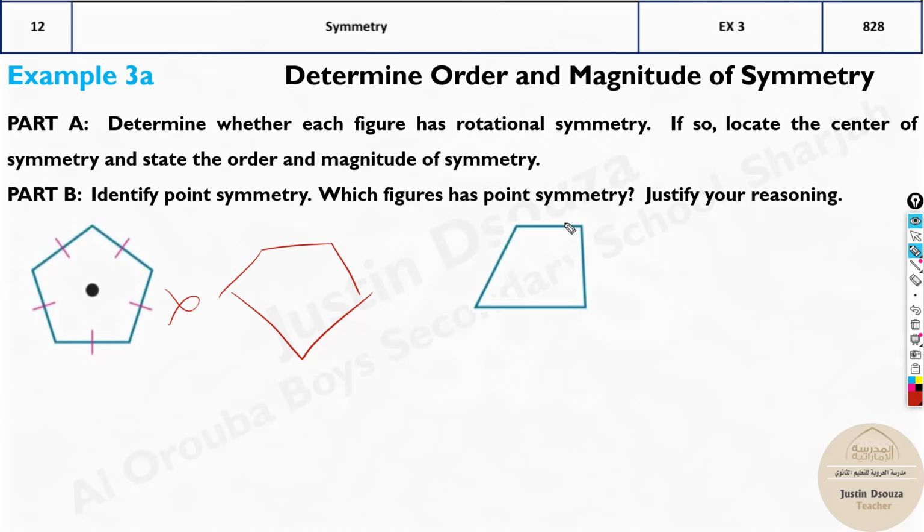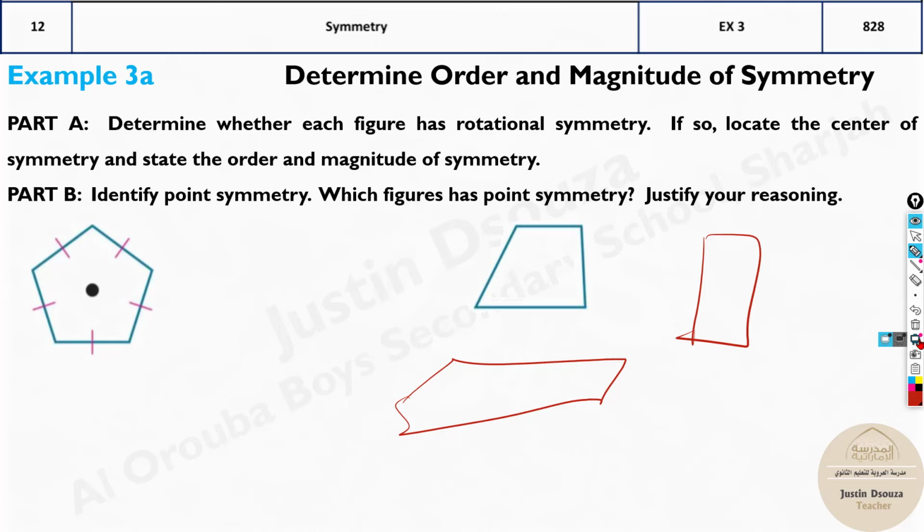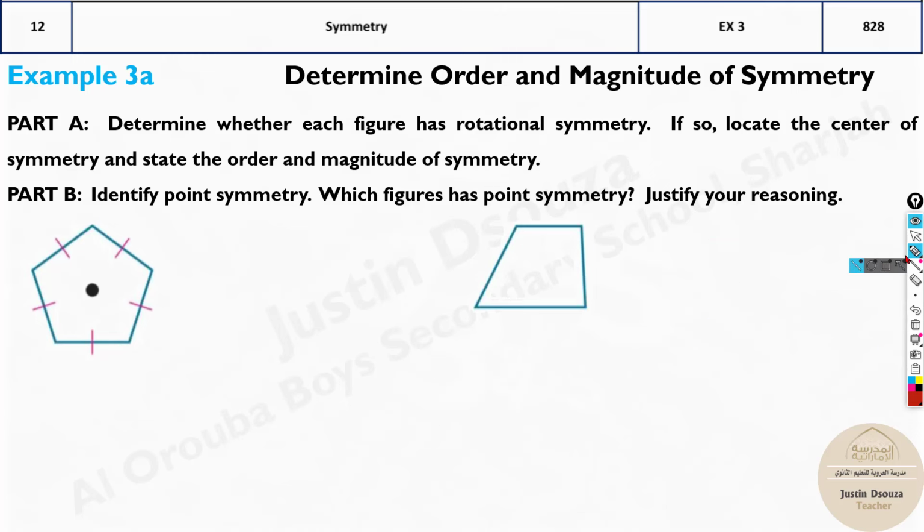What about this? If you map them 180-degree, it will be like this, right? This will go up. No, it's wrong. So there is no point symmetry over here. Only shapes like this, or proper parallelograms, can have point symmetry.